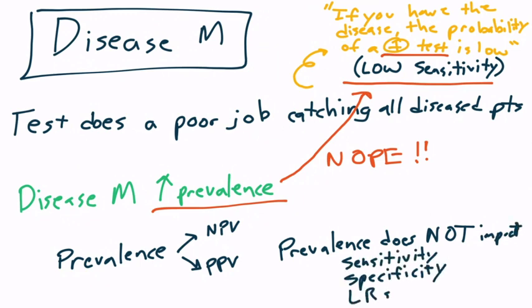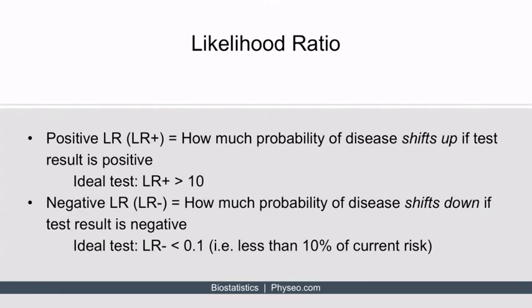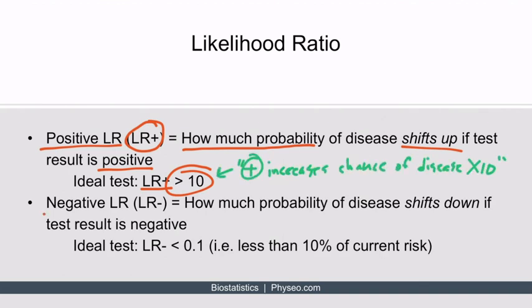So now let's talk more about likelihood ratios. Positive likelihood ratios, which you will see as LR positive, tells you how much your probability of disease shifts up if the test result is positive. Ideally, a positive likelihood ratio is greater than 10. And this means that a positive test result will increase your chance of disease by 10 times. Negative likelihood ratios, you will see as LR negative, tells you how much probability of the disease shifts down if the test result is negative.